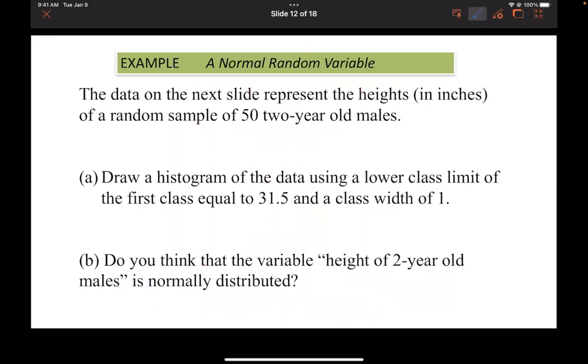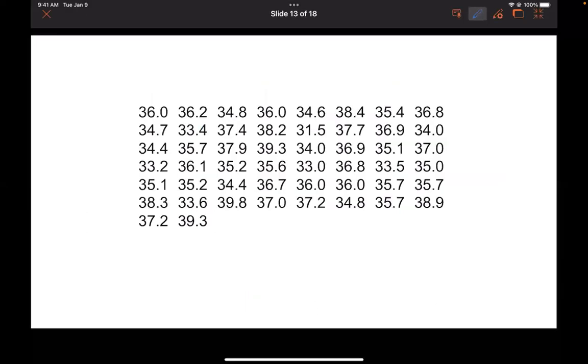All right. So we have some data on the next slide. It represents the height in inches of a random sample of 2-year-old males. We're going to draw a histogram of the data using a lower class limit of 31.5 for our first class, with a class width of 1. And we're going to take a look at whether the height of 2-year-old males is normally distributed. I'm not making you do anything with the data. This is just the raw data right here. A whole lot of it.